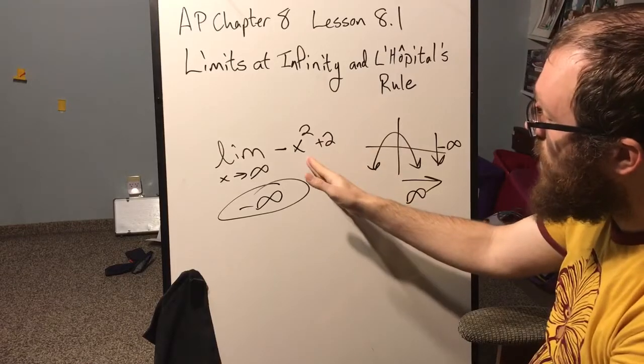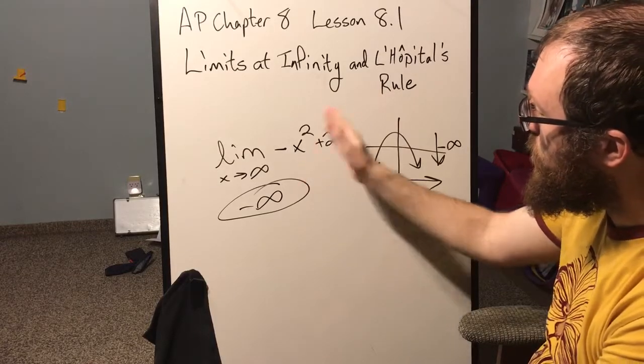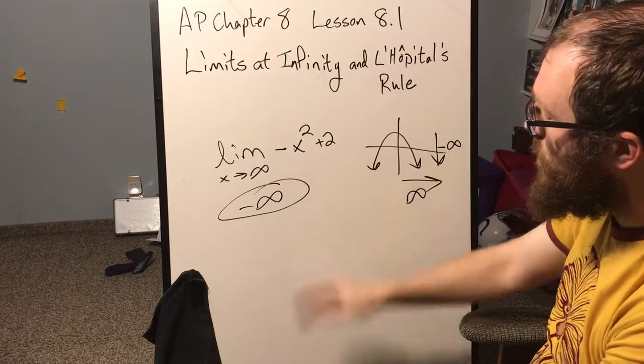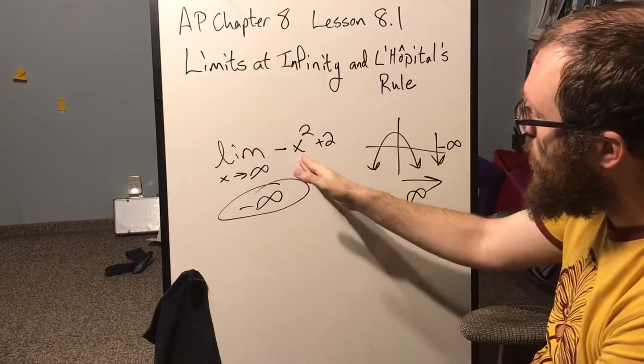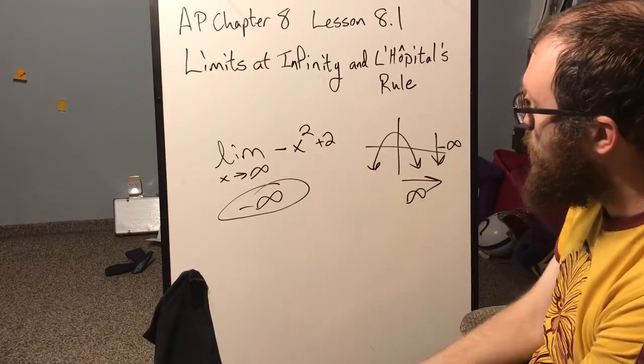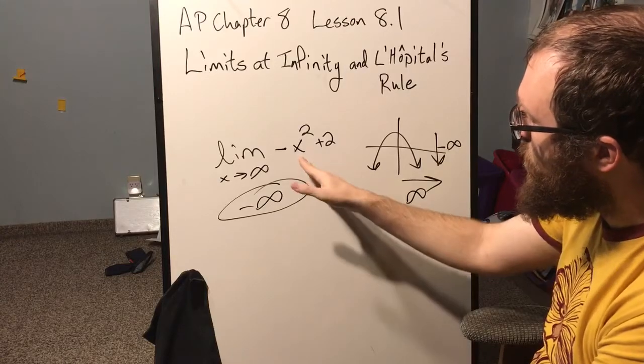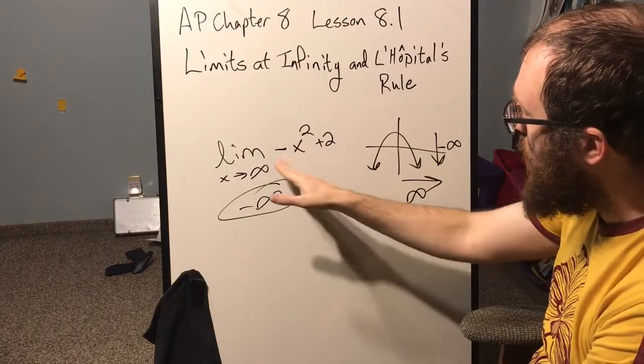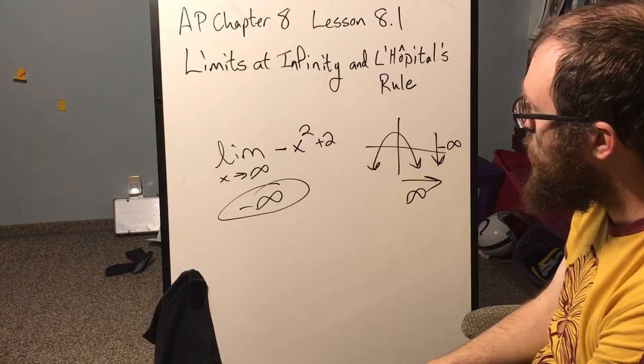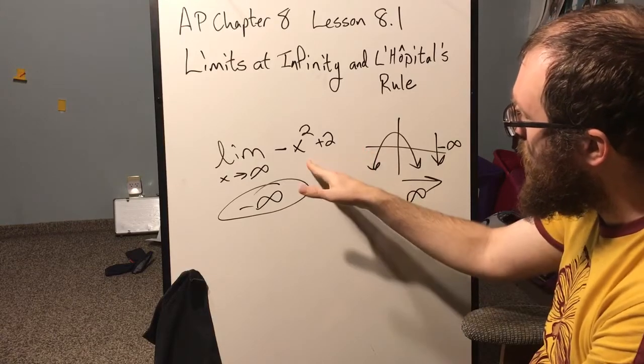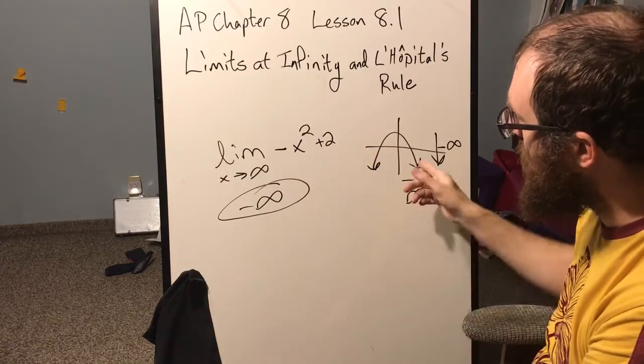So let's say that I put 0 in here. Well, 0 squared is 0 and plus 2 is 2. And then 1 squared is 1, make it negative, plus 2, that's 1. If I put 2 in here, I have negative 4 plus 2, which is negative 2. If I put 3 in here, I have negative 9 plus 2, which is negative 7.